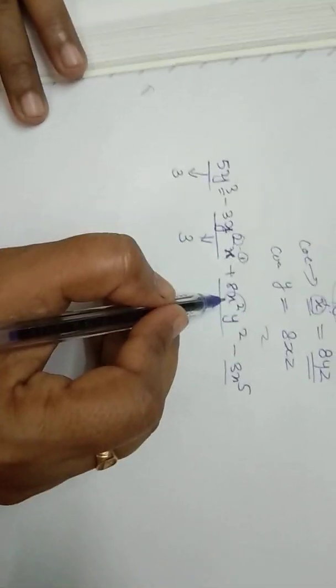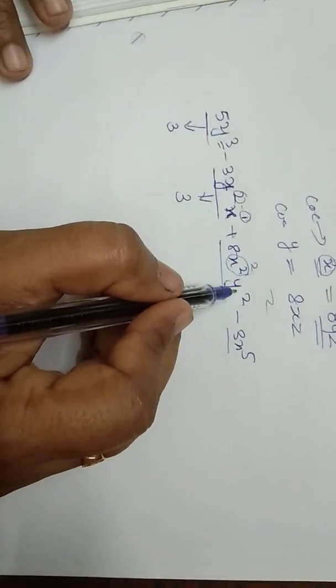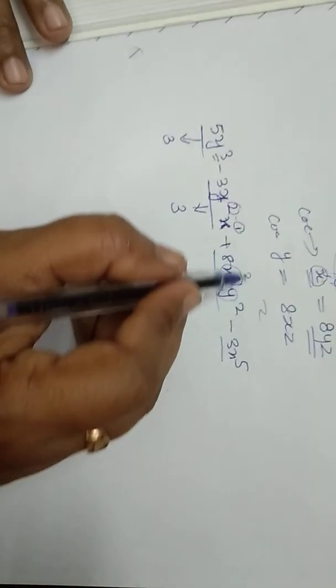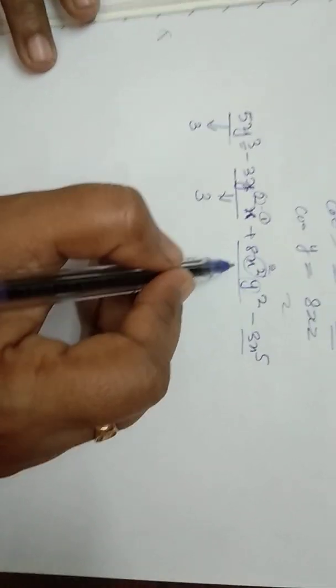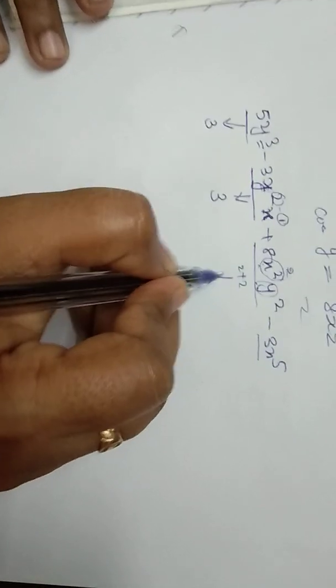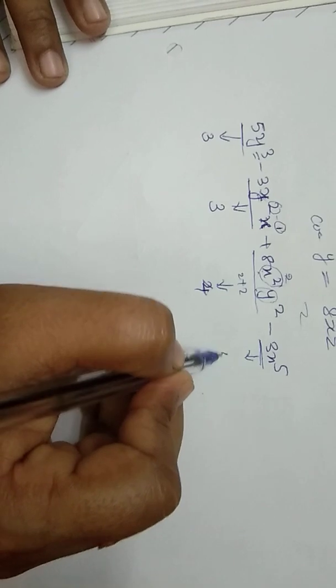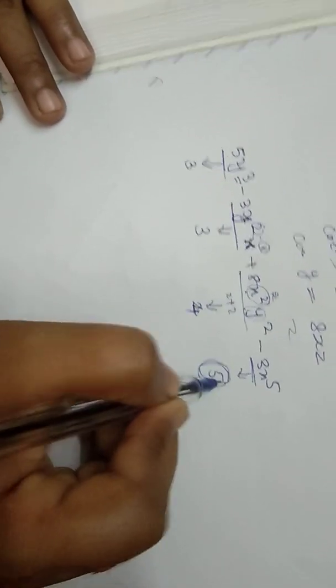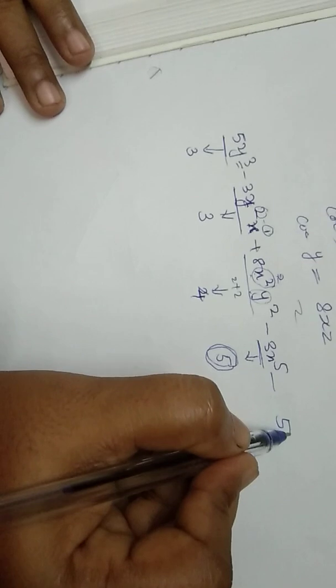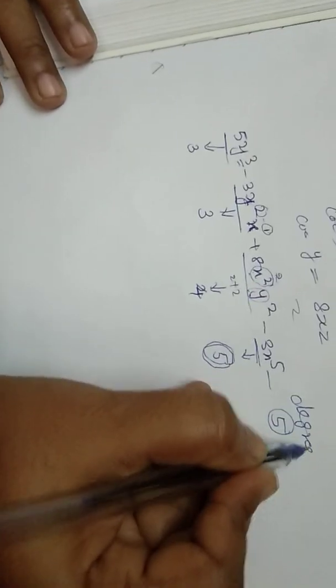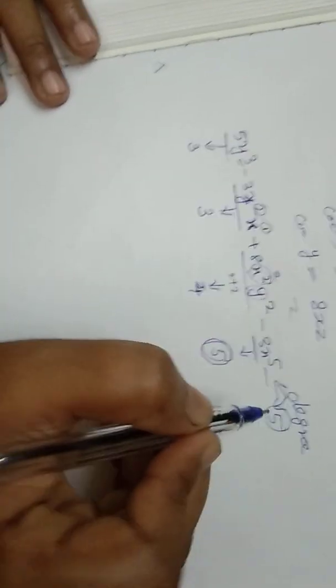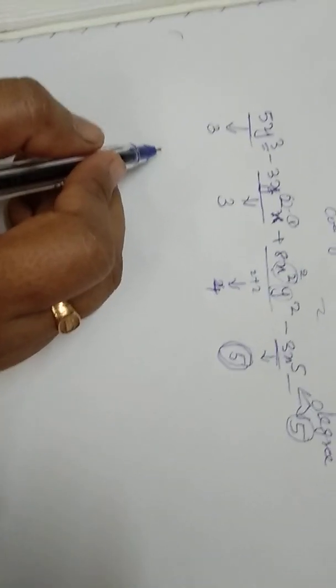Here the power of x is 2 and the power of y is 2. That means we have to add the powers of these two variables x and y: 2 plus 2. So the degree of this term is 4. Here we have only one variable and its power is 5. So the degree of this term is 5. The highest is 5, so the degree of this polynomial is 5. This is the way we find the degree of a polynomial. Now we will go to the exercise of this chapter.